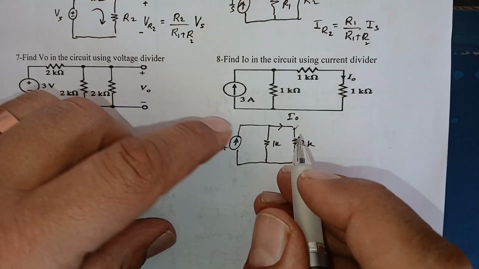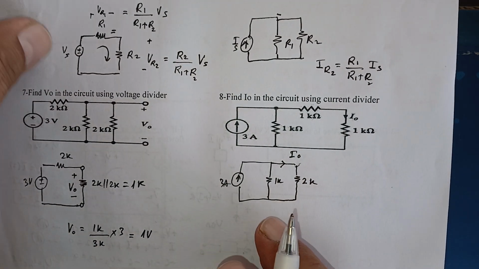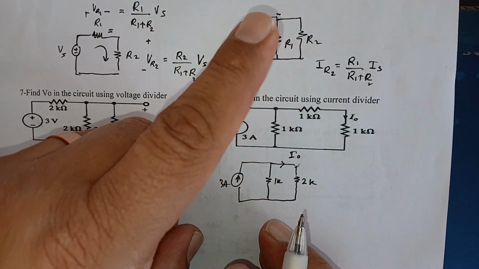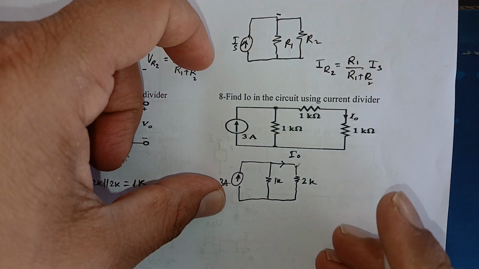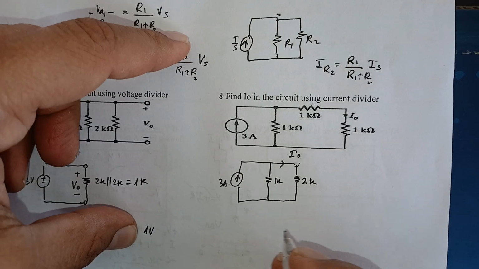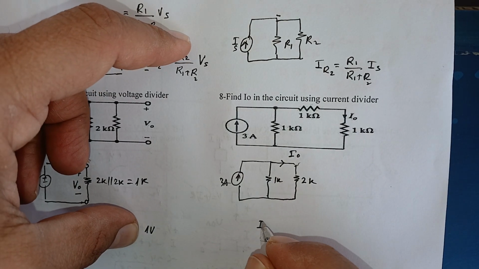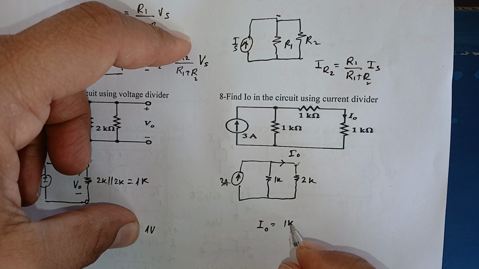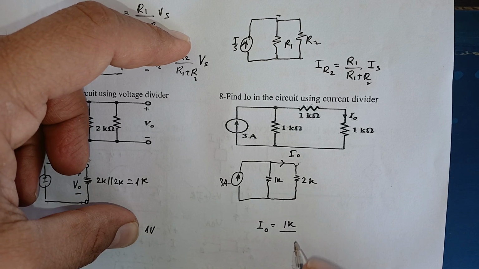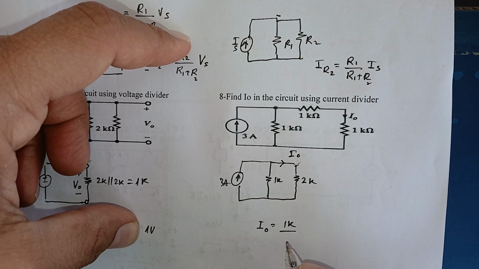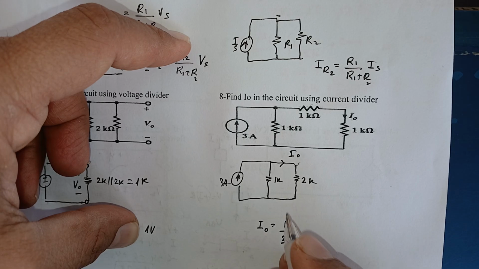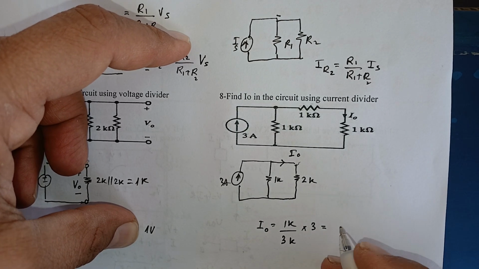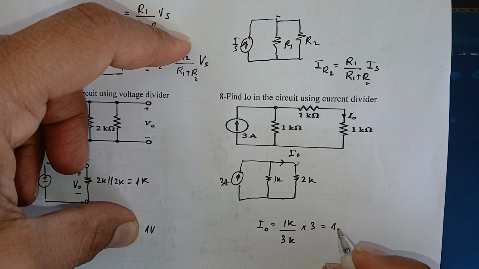Now we are good to go to compare this one and this one. So they are both the same now, so I can directly use the formula here, which is I naught equals the opposite branch, which is 1K, divided by the direct sum between the two resistors in which the current is being divided, so this becomes 3K, multiplied by 3, so this is 1 ampere.